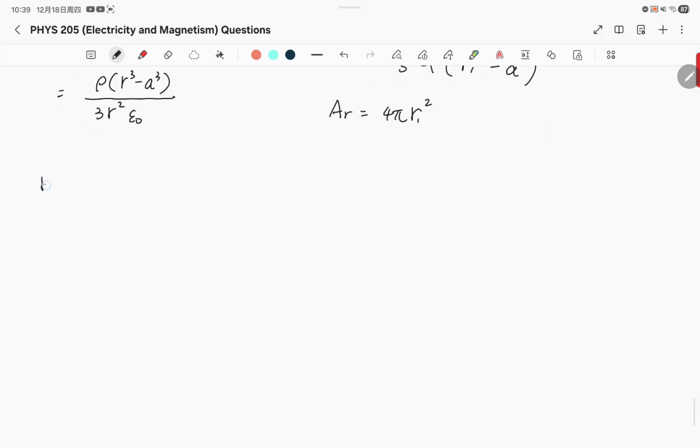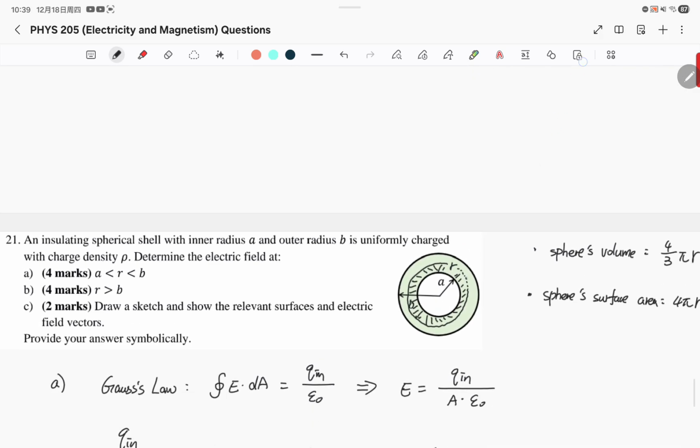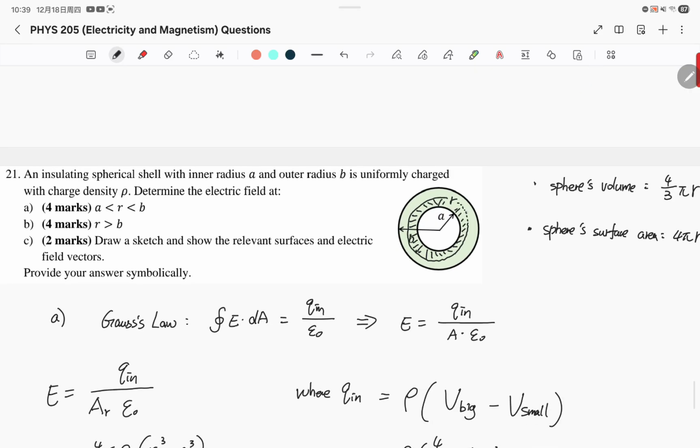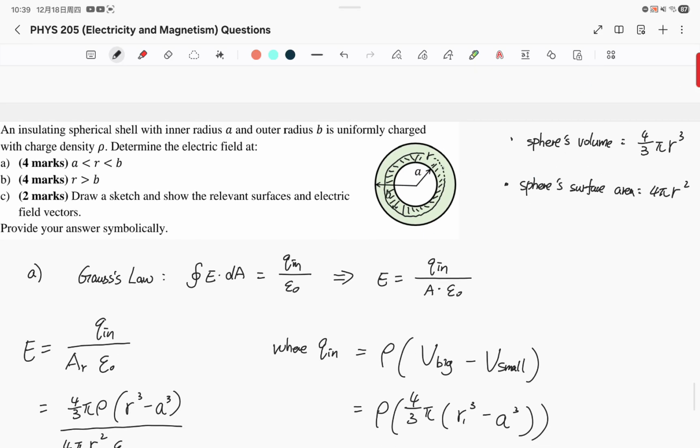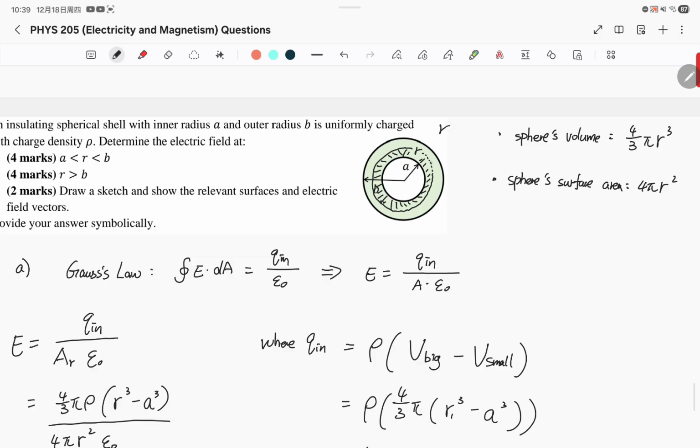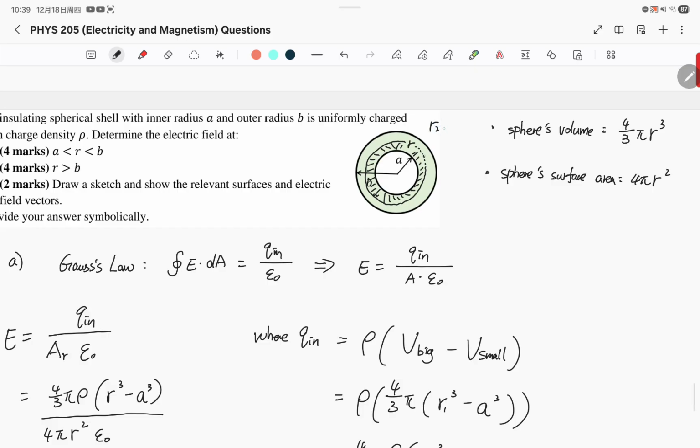For B, where R is greater than B, R is outside. Let's say R is here. Let's label it R2.